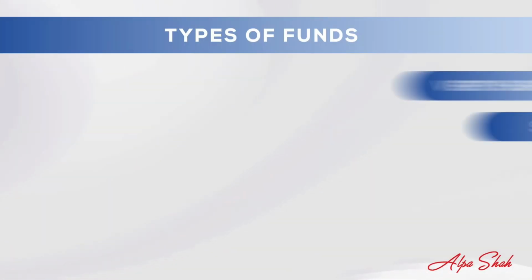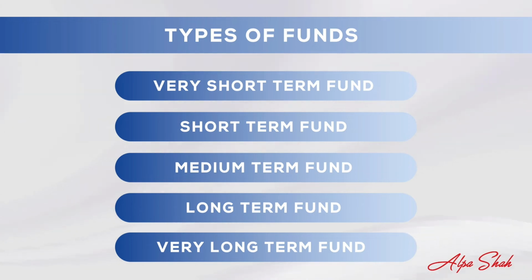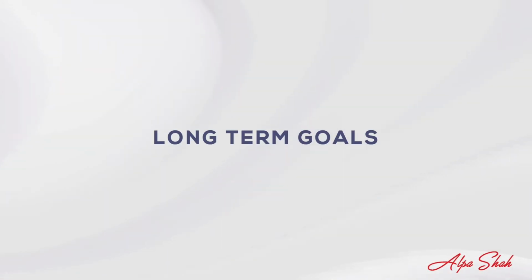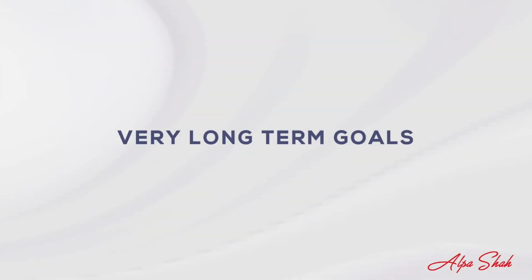Time horizon and goals while selecting the product. Very short-term goals: requirement as low as 1 day to 1 year. Short-term goals: say 1 year to 3 years time horizon. Medium-term goals: say 3 years to 6 years time horizon. Long-term goals: say 6 years, 10 years, 15 years, etc. And very long-term goals are 15 years, 20 years, 25 years and so on and so forth.